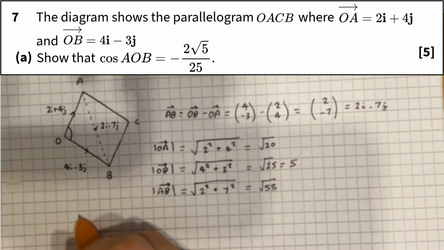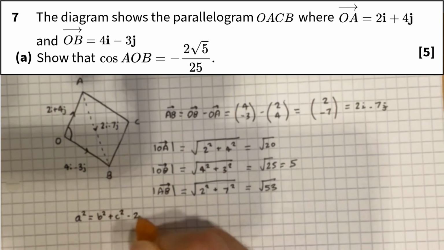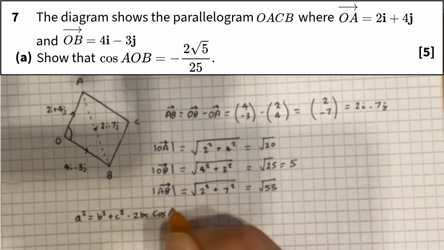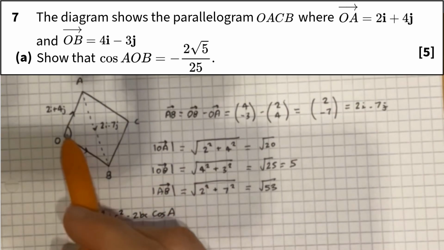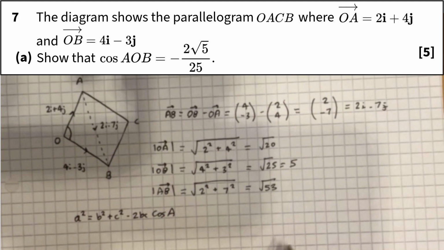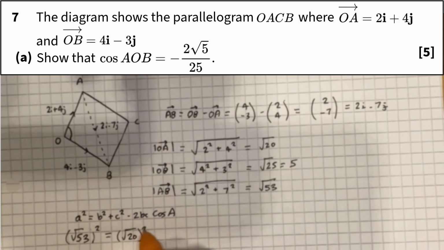So with this, now we can apply the formula. By now, hopefully the cosine rule should flow off your tongue. A squared is b squared plus c squared minus 2bc cos A, and the A's have got to be the side and the angle opposite each other. So we're going to take root 53 and square it, and it's going to be equal to root 20 squared plus 5 squared minus 2 lots of root 20 times 5 times cos A, which is the angle we're looking for.